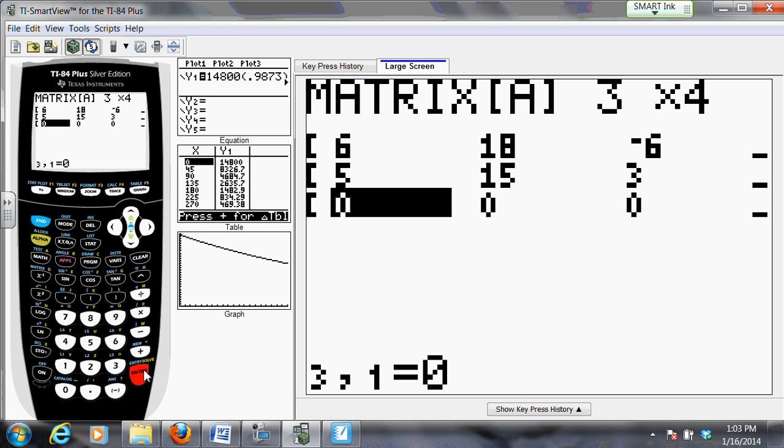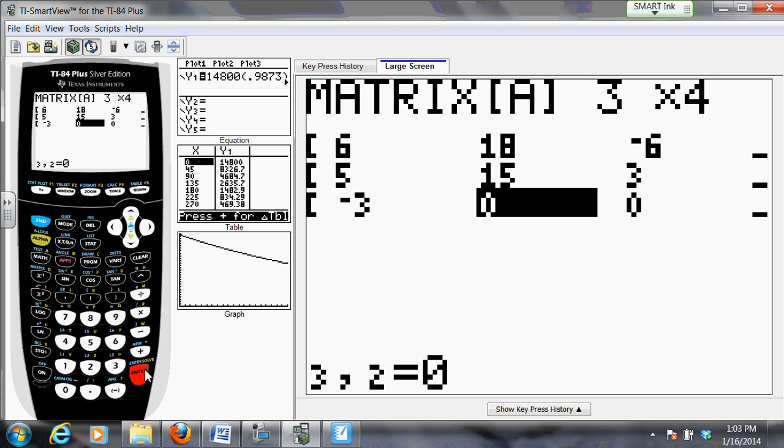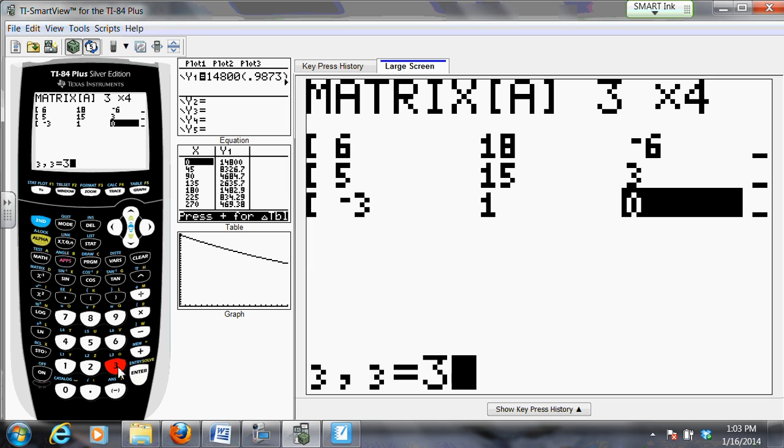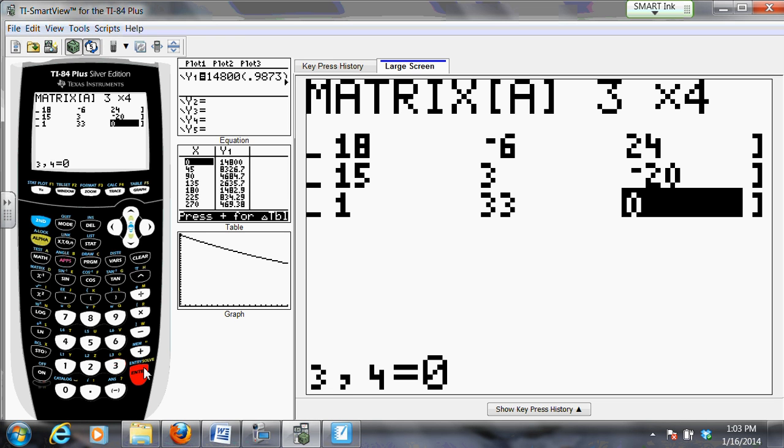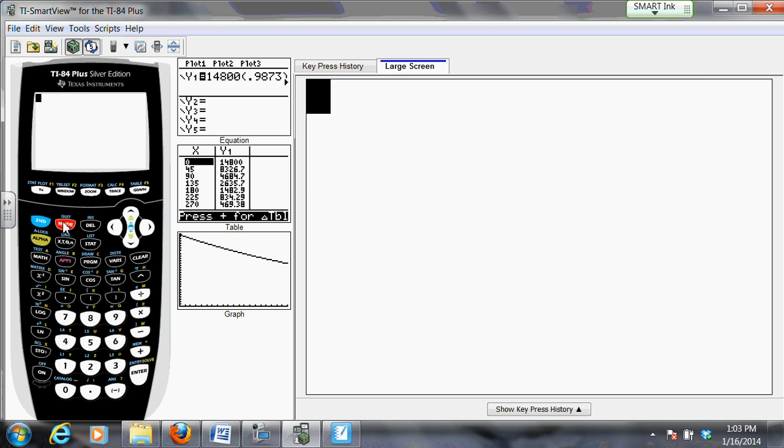And then the last row goes -3, 1, 33, and -42. Now I have all my numbers inside my row. And if you notice here in the bottom corner of your actual screen, it tells you what row and what column position you are in. So I'm going to second quit out of there, go back to my regular screen.